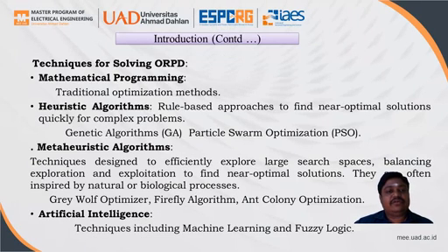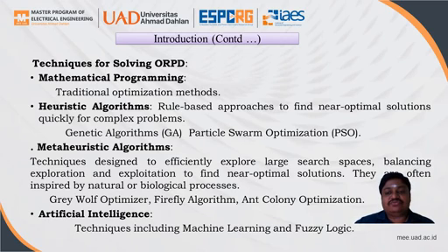The techniques for solving the ORPD problem. One is mathematical programming, the traditional optimization methods; Newton-Raphson and Gauss-Seidel are some of the mathematical programs. Heuristic algorithms are a rule-based approach for finding a near-optimal solution quickly for complex problems, like genetic algorithms and particle swarm algorithms. Meta-heuristic algorithms are techniques designed to efficiently explore large search spaces, balancing exploration to find the nearest optimal solution.